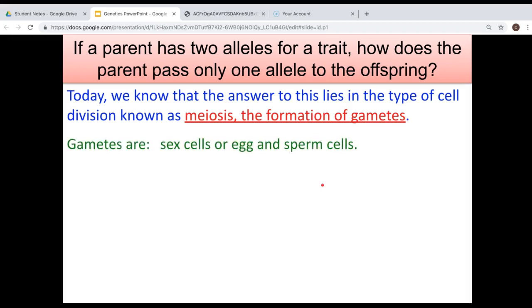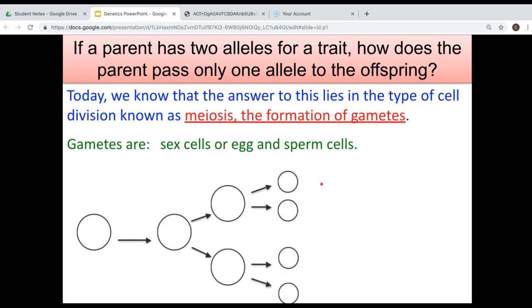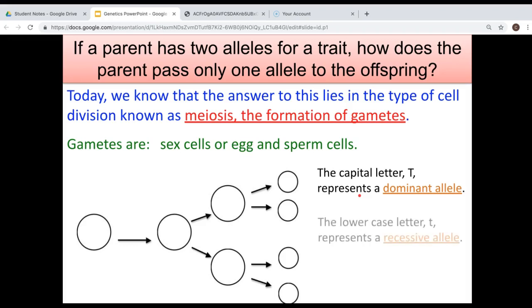Gametes, we know these are sex cells, such as egg and sperm. Remember, meiosis results in, we go from 1 cell with 46 chromosomes to 4 cells of 23 chromosomes. So we split those in half, so we only get 1 allele each. Okay? So here's an example. We're going to use this example with the capital T representing a dominant allele, and the lowercase t representing a recessive allele.